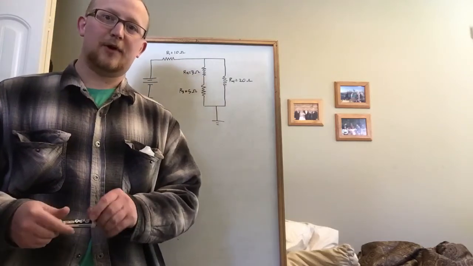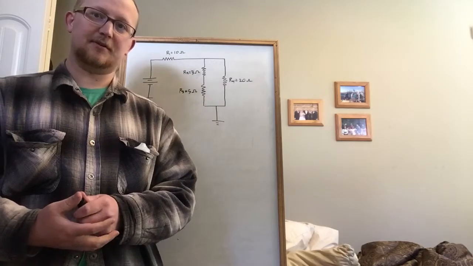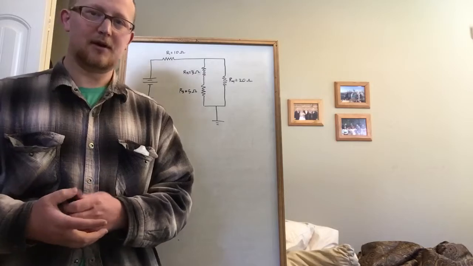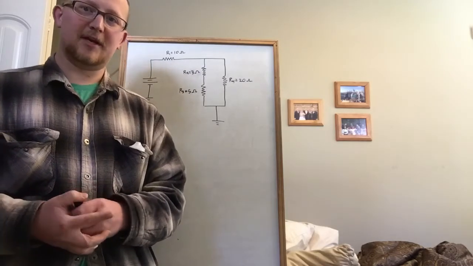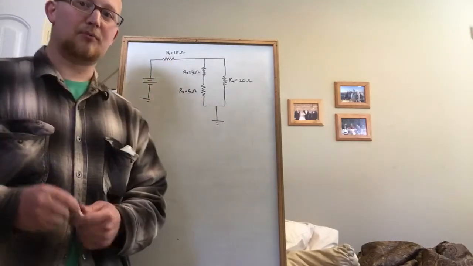Hey, so I'm going to make this quick video trying to explain combination circuits. I'm going to start with resistors and then move on to incorporate how an inductor or a capacitor might work in a combination circuit. When I say combination circuit, what I mean is that we have both series and parallel branches.